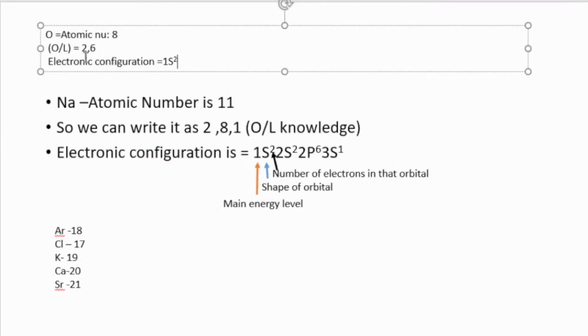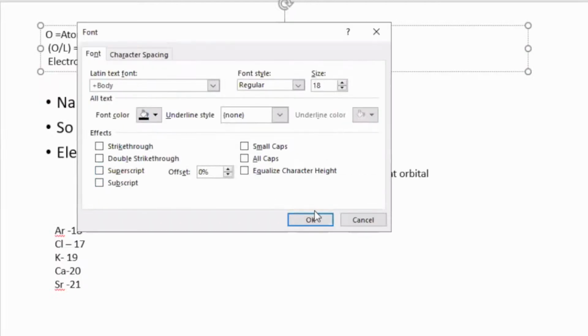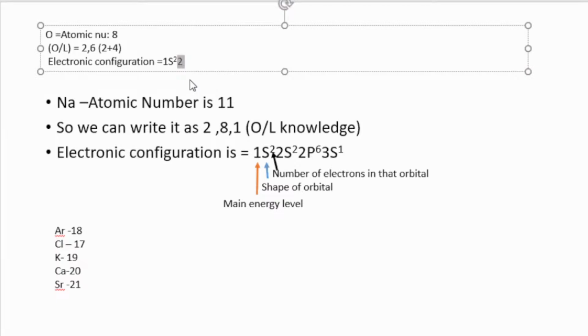Okay, then it contains 6 electrons. You know this 6 came with the 2 plus 4. 2 comes from the S subshell, but it contains in the second energy level. Now we'll move on to the second energy level. In the second energy level, the S subshell contains 2.